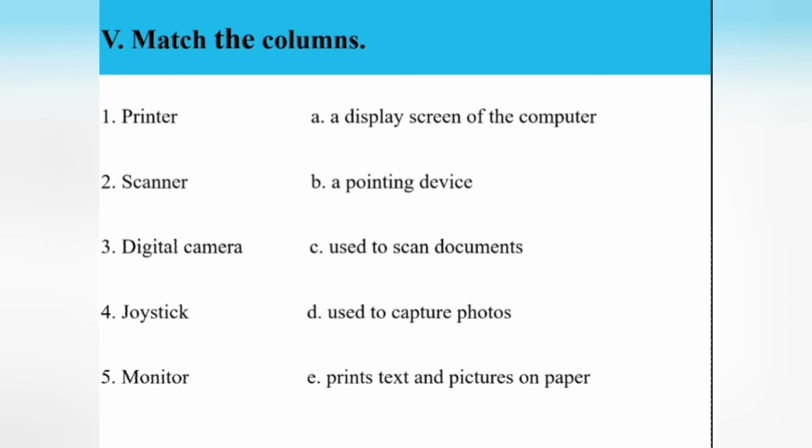The options are: a display screen of the computer. Printer is a display screen of the computer? No. Printer is a pointing device? No. Printer is used to scan the documents? No. Printer is used to capture the photos? That also no. Printer prints the text and pictures on paper? Yes, this is the correct option for the printer. So you have to match it.